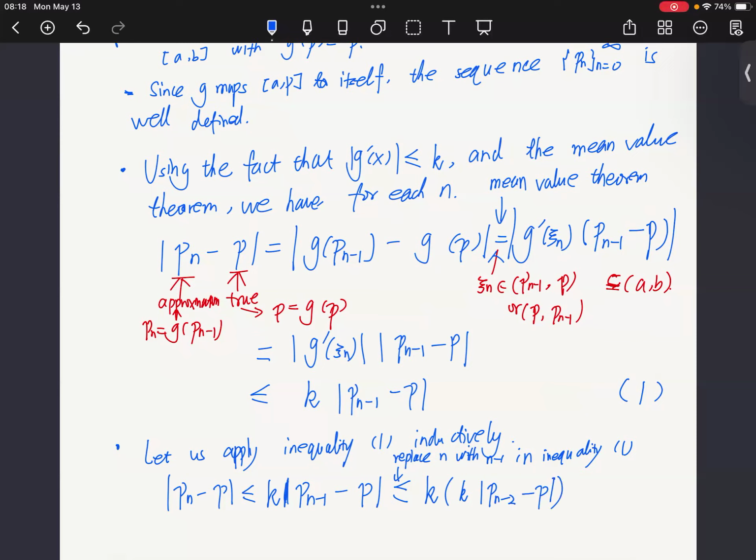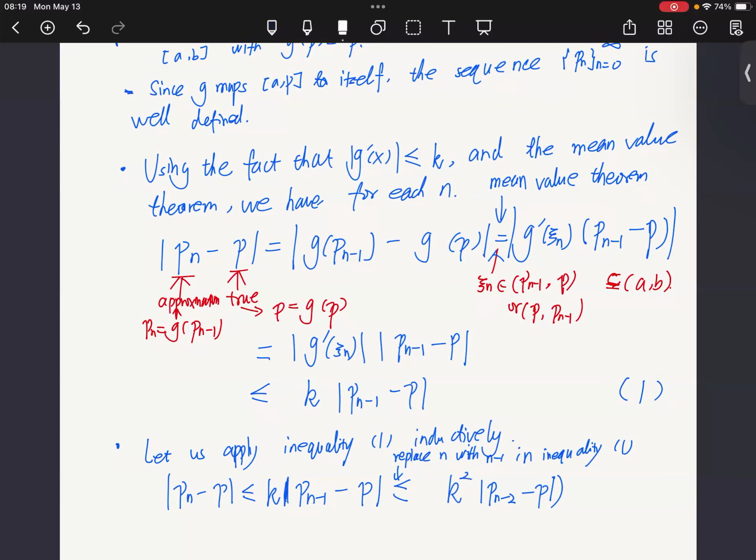And this is because this part is smaller than this part. And we are going to apply inequality 1 to this part, and then we get the bound for this part as well, and then we will apply the inequality inductively to P0 minus P. So here, this is just K squared.